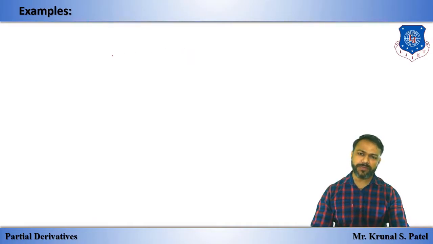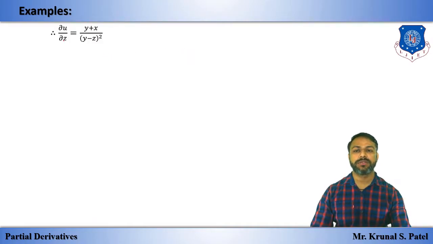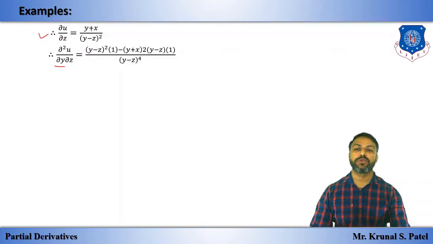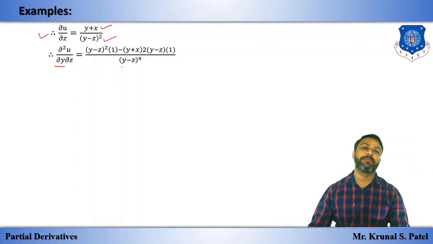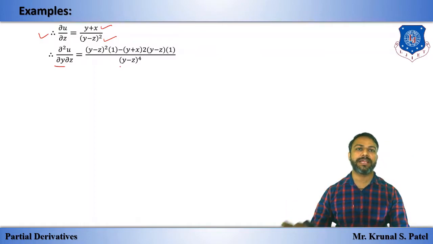So first again we write down del u by del z from the previous slide, and now differentiate this with respect to y. Y appears in the numerator and denominator, so we apply the division rule, that means the quotient rule, and we all know what the quotient rule is, so no need to explain that rule again and again. For that you have to practice the first order partial derivative from the part 2 lecture.